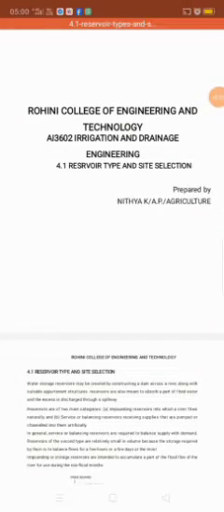Dear students, this video lecture is about reservoir types and the site selection of reservoirs. A reservoir is a storage structure which is constructed across a river along suitable abutment structures. It is also meant to absorb a part of flood water and the excess discharge through the spillway.